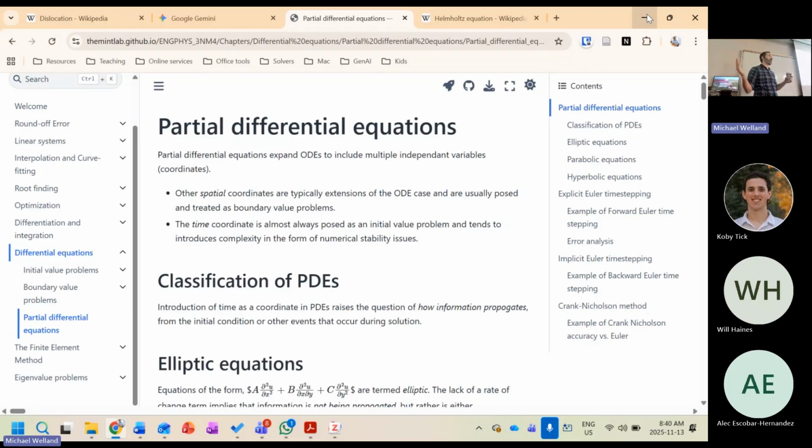Of course, whenever we're talking about initial value problems at this point, you should be thinking about stiffness, right? Stiffness, numerical instability, and it comes out to be a big, big problem with this too. We're going to talk about it and quantify it and see what methods we have available to us. Time coordinate is almost always posed as an initial value problem. And numerical stability is the issue there.